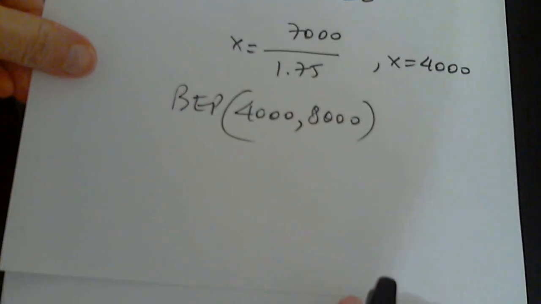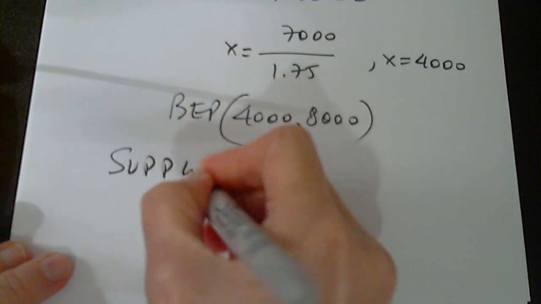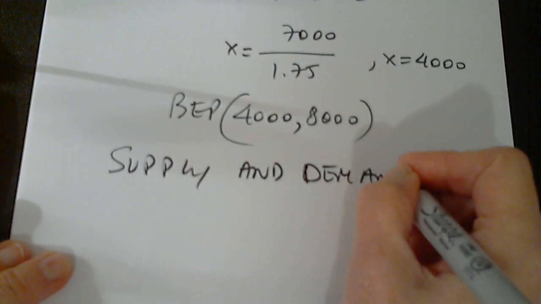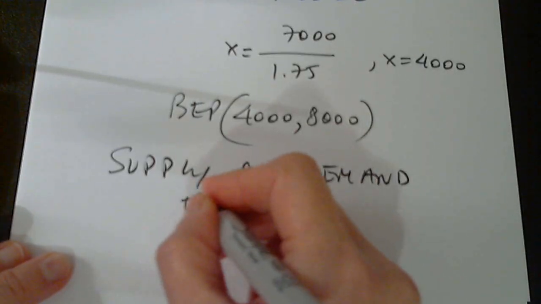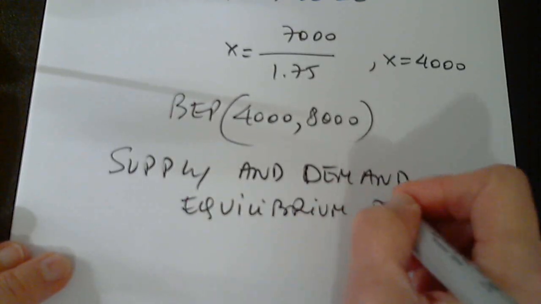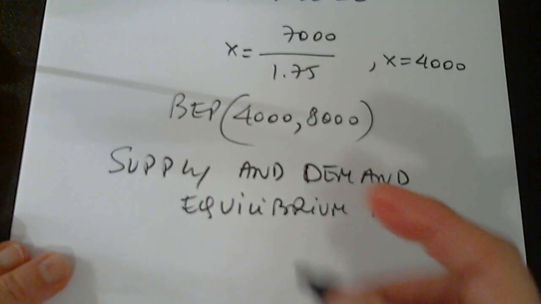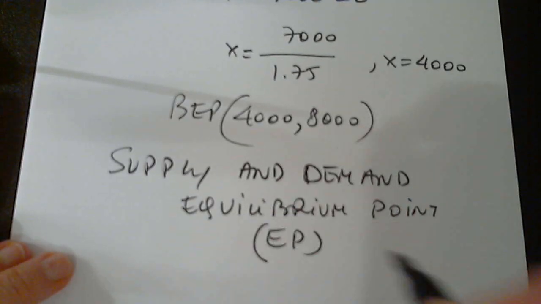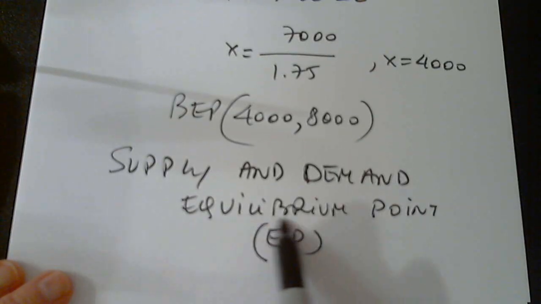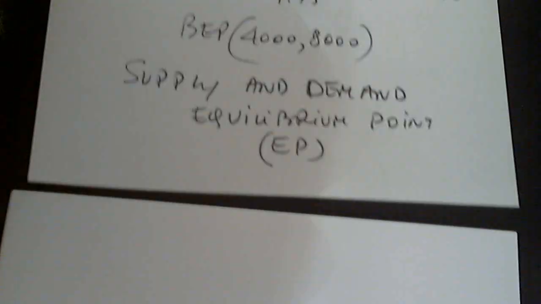and demand. Supply and demand. And something called equilibrium point. Not the break-even point, but the equilibrium point, EP. Supply and demand functions and the equilibrium point. What does that mean? Okay.